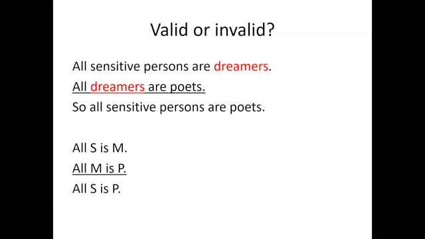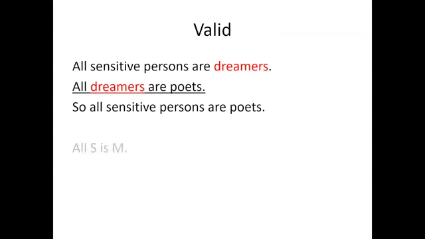And if we look up in the premises, we find sensitive persons in the first premise. And in that premise, again, it's the form all S is P. Sensitive persons is in the S position, which means it's distributed in that premise. And so it passes rule 4, because sensitive persons, being distributed in the conclusion, is also distributed in the premises. And so that tells us that this one is valid.